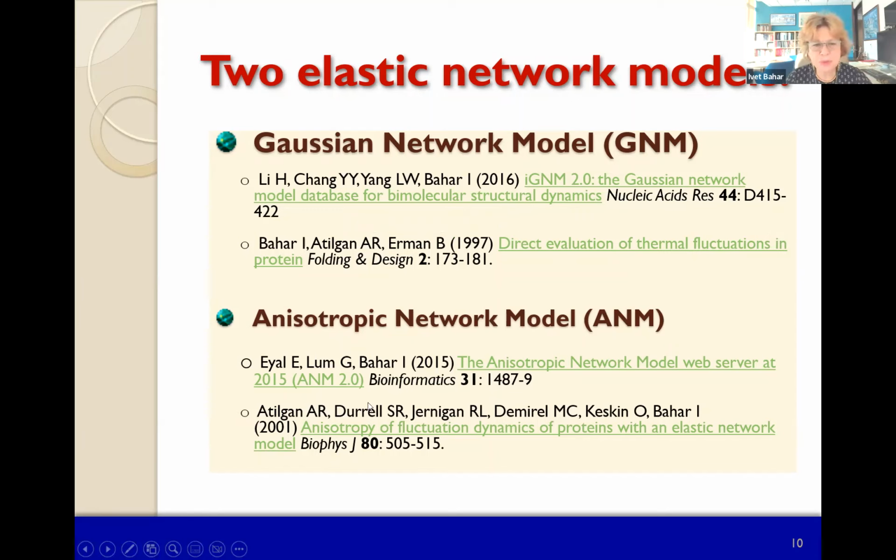The anisotropic network model was introduced in 2001, when I was then a professor in Istanbul, Turkey. This is the year I also moved to the United States. And a recent version, a server for the anisotropic network model, is also accessible online, which we published in 2015. Now, these are the basic original studies and recent upgrades on those systems. ProDy incorporates all of them and also even the most recent 2021, 2022 upgrades, as you're going to see.